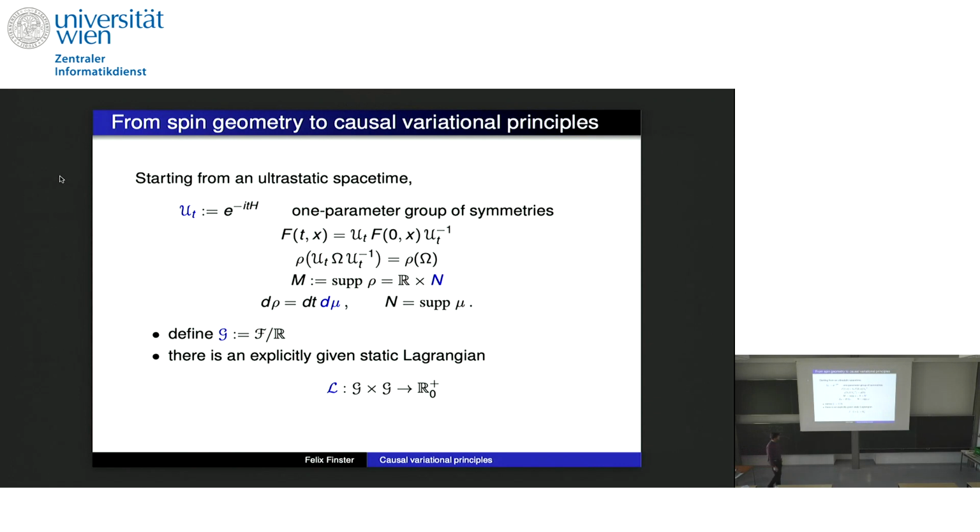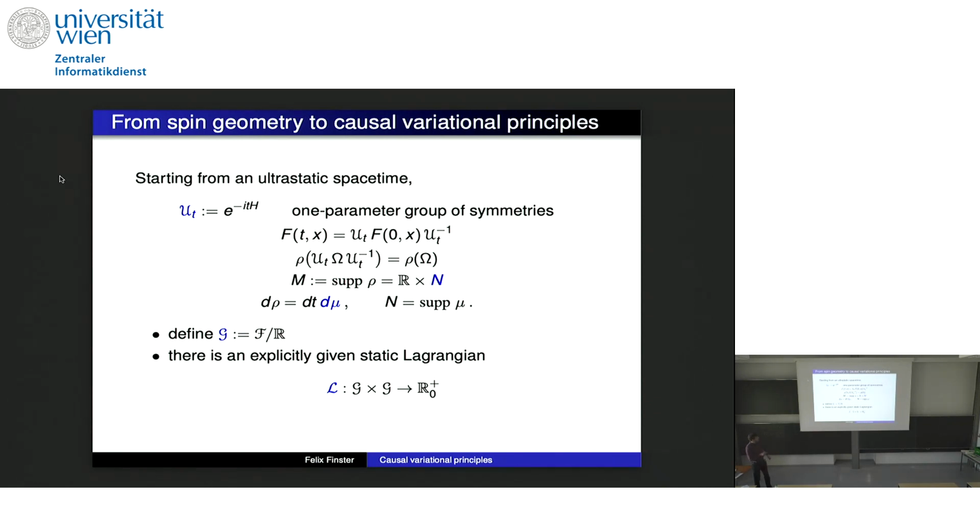Okay, now how do you get to the time-independent setting? Well, I started from an ultrastatic space-time. So there is this unitary time evolution. And it also gives a time evolution for these local correlation operators.